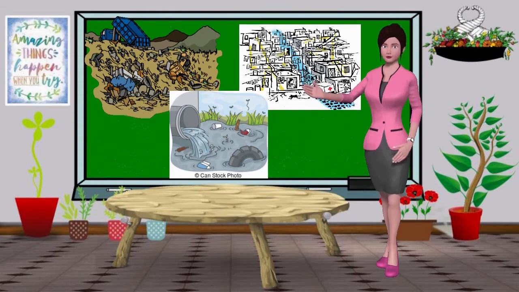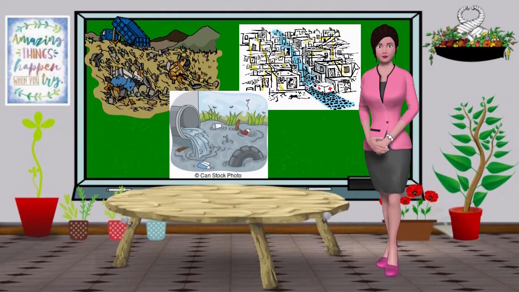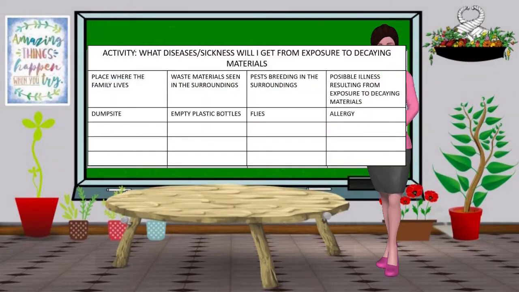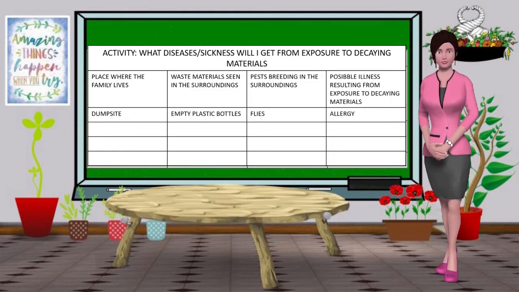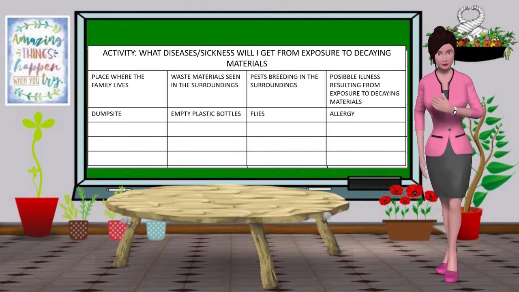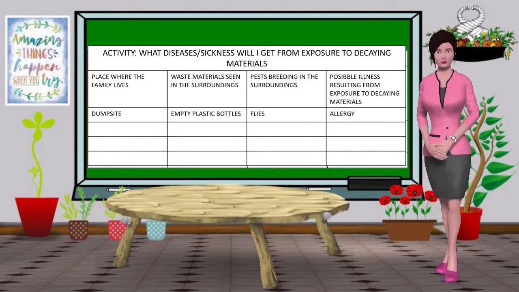Organize your findings on your datasheet like this one on the board. In the first column, you are going to write the place where the family lives based on the pictures shown a while ago. What are the materials seen in the surroundings? Write your answer in the second column. What are the pests breeding in the surroundings? Write them in the third column. Why do you think those pests like to breed in dirty places?